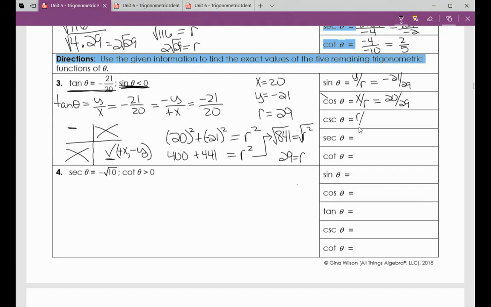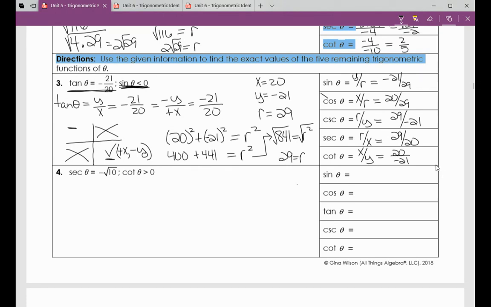Cosecant is r over y, so I'm going to put 29 over negative 21. Secant is r over x, and that's going to give me 29 over 20. Like I said, if you could reduce any fractions, do that, but none of these fractions reduce. And then cotangent is x over y, so I'm going to grab 20 and put it over negative 21.